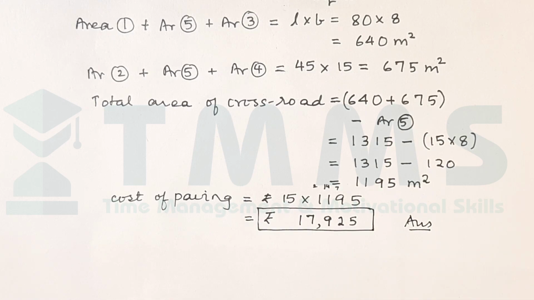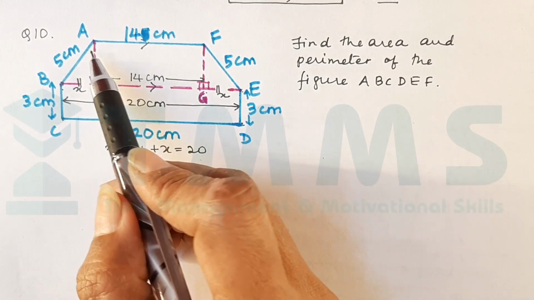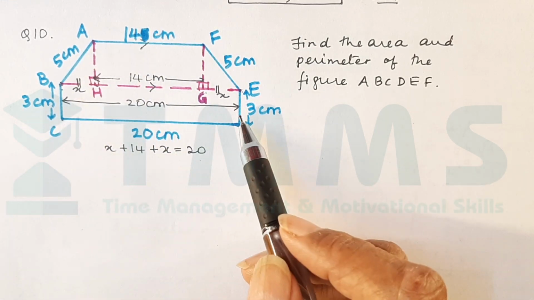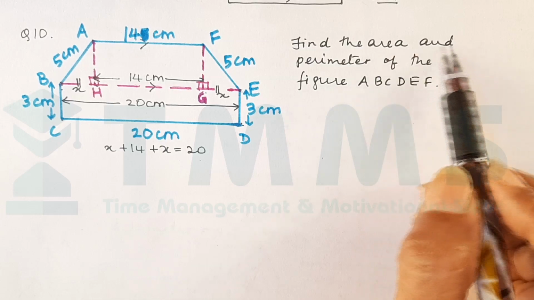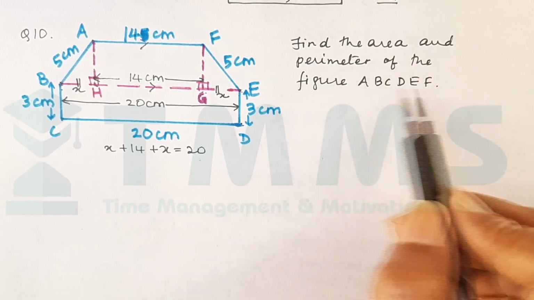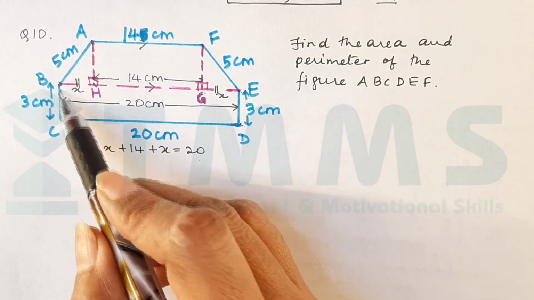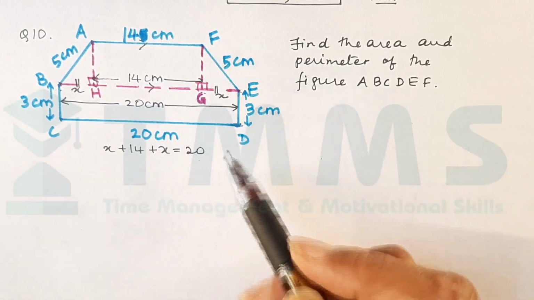So you see, this mensuration chapter is not so bad. Now I'm going to look at the last question, that is question number 10. In our last question, we have been given A, B, C, D, E, F. This is a diagram, and we have to find the area and the perimeter of this figure. So you will see that AF has been given, AB, BC, you can see all that, right?